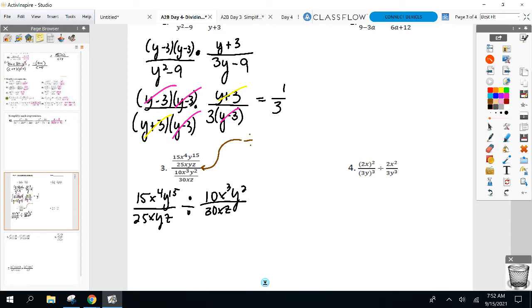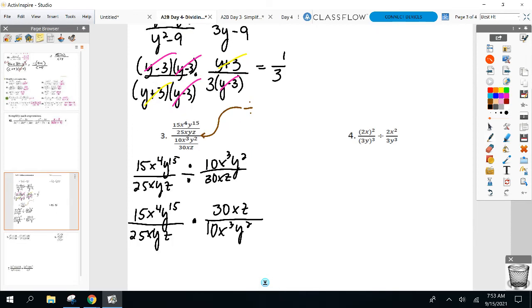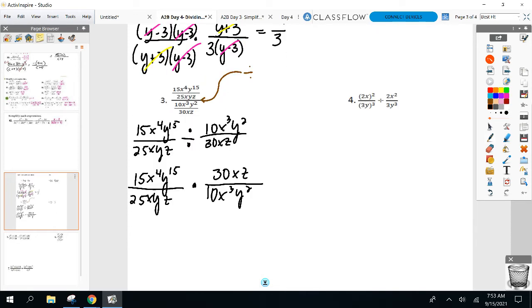And now, keep the first, change it to multiplication, flip the second. Times, flip. And we're on our way now. It's a little fancy division sign. Can I factor anything up here? No, this is like the homework question Mike asked me about. There's nothing to factor. Now, if you think you can handle it, go ahead and start crossing out. I'm not a big fan of that.